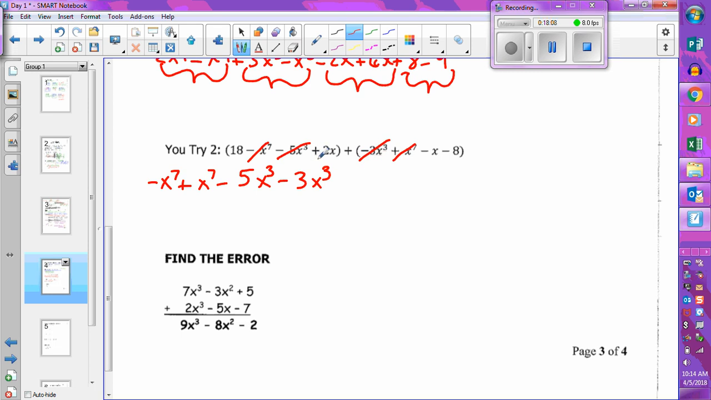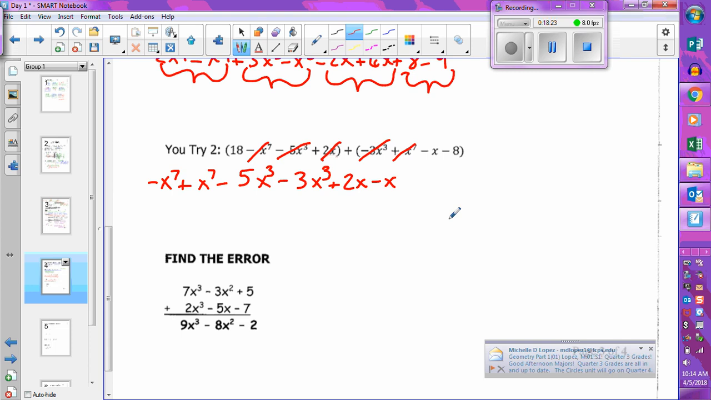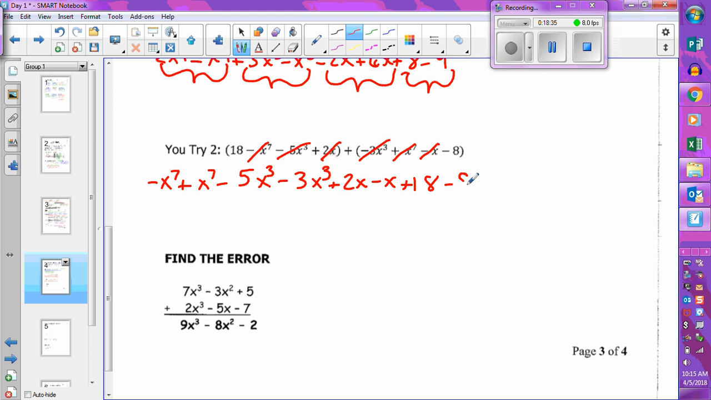So now I see I have x's. That would be my next highest degree. Remember, when you have your x, you have like an imaginary 1 up there, okay? So I have a positive 2x. I'm going to cross it out because I put it in standard form already. And then I have a negative x right here. I'm going to go ahead and cross that out, okay? Now I just have an 18 and an 8, so I'm going to go ahead and add that on. So I have a positive 18 and I have a negative 8.